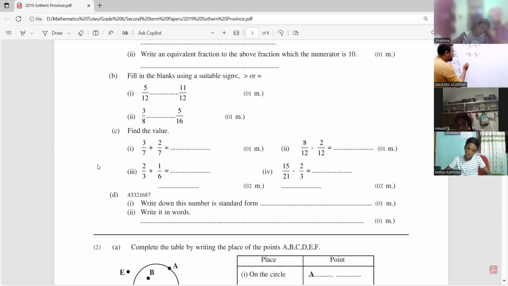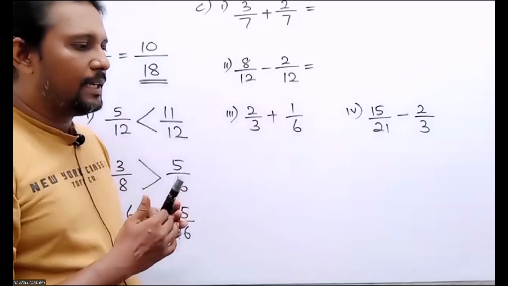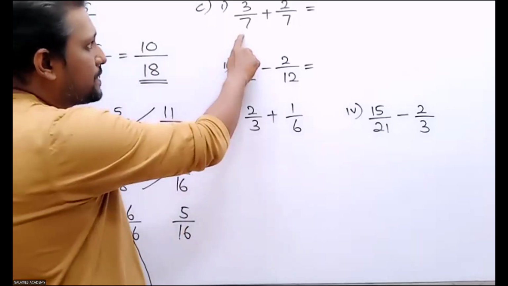And the third one, 2/3 add 1/6. And part 4, 15/21 subtract 2/3. Right. Now revise the knowledge of addition and subtraction of fractions. If the fraction denominators are equal, you can add or subtract. Right. Look at the first part.